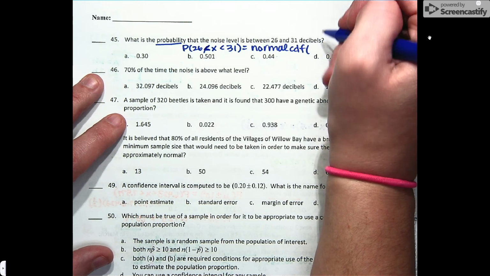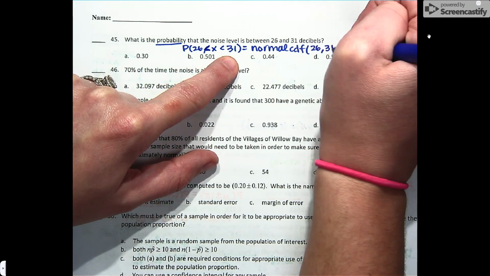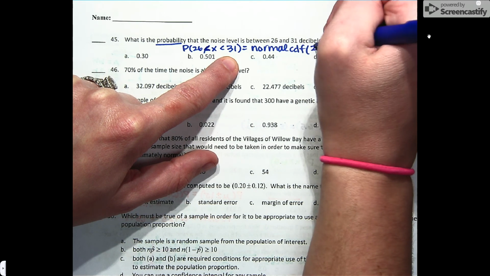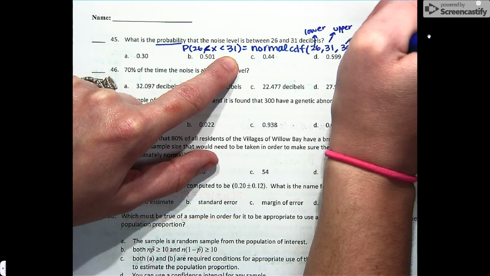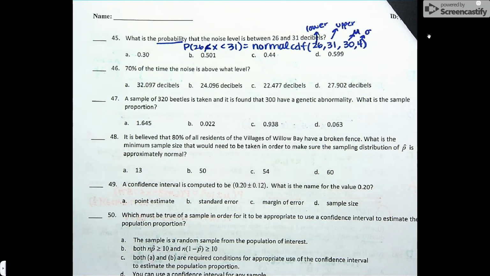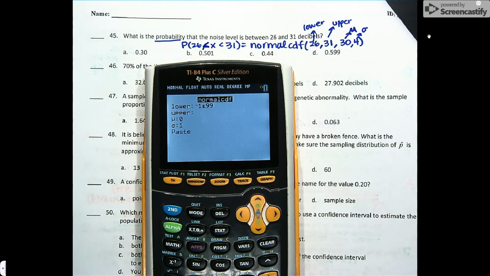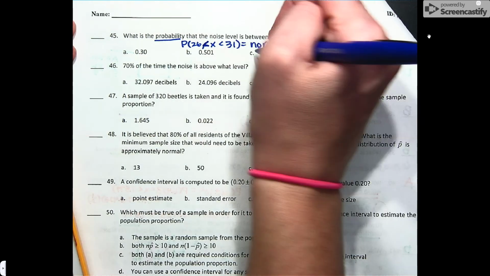Remember, normal CDF is lower bound. So in this case, my lower bound is 26, comma upper bound, which is 31, comma the mean, which is 30, comma the standard deviation, which is 4. So this is lower, this is upper, this is mean, and this is standard deviation. And you get there the same way by doing second vars, normal CDF. My lower is 26, upper is 31, mean is 30, standard deviation is 4, and I get 0.440.